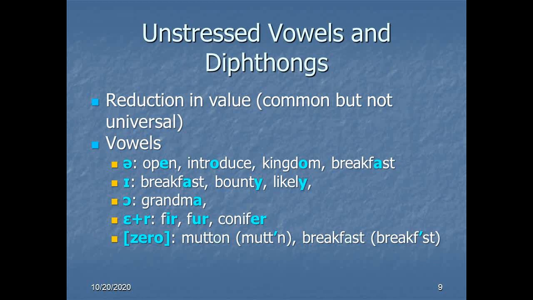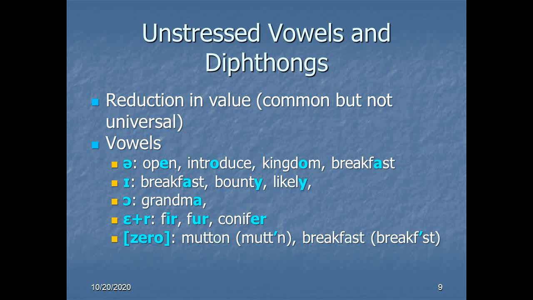Similarly, we have for I, which is the high front lax vowel, breakfast, bounty, and likely. That is, those terminal Ys, when they're not stressed, tend not to be given the full value of E, but tend to drift more towards I, simply because we're not putting the stress on them. Stress naturally tenses the mouth. So stressing something will naturally push it towards a tense vowel position rather than a lax vowel position. The other one is an open mid-low back vowel, as in grandma.